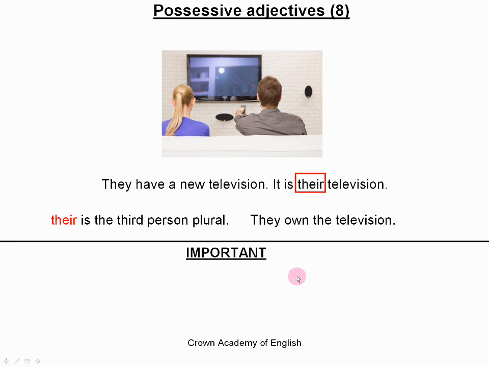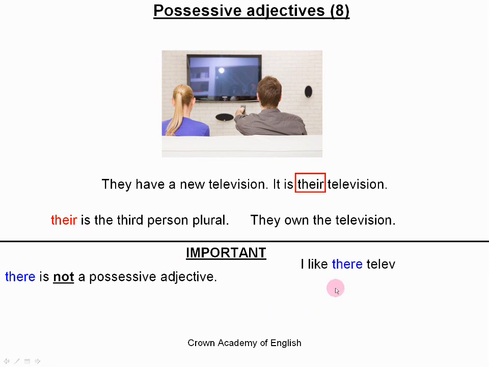And important, their, T-H-E-R-E, is not a possessive adjective. Okay? They are both pronounced the same, but they are different. Very different. I like there television. That is wrong. I like their television is correct. This is the possessive adjective.